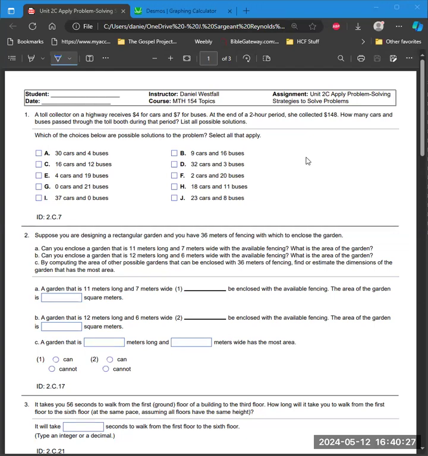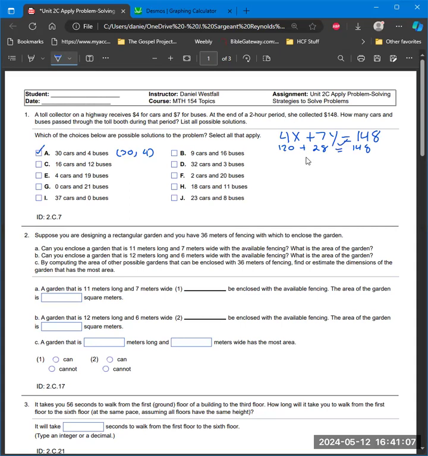So we can make a linear equation that looks something like this, where x is the number of cars and y is the number of buses, and it looks like so. And any ordered pair, for instance, this one is 30, 4, that you plug into this equation and that comes out to be true would be a solution. 30 times 4 is 120, plus 7 times 4 is 28, and 120 plus 28 is 148, which is true.